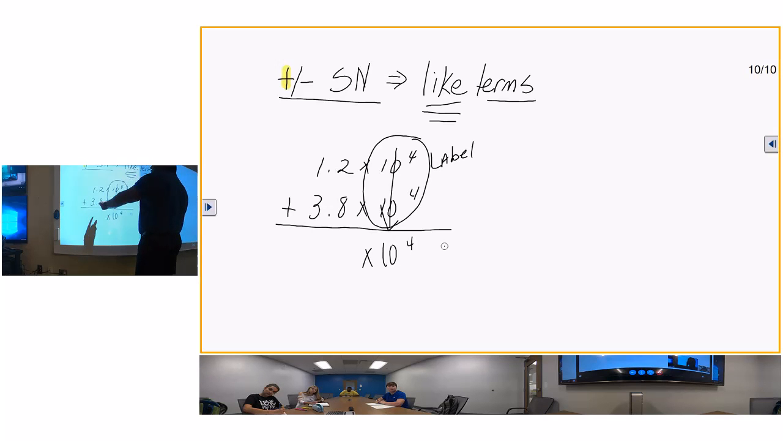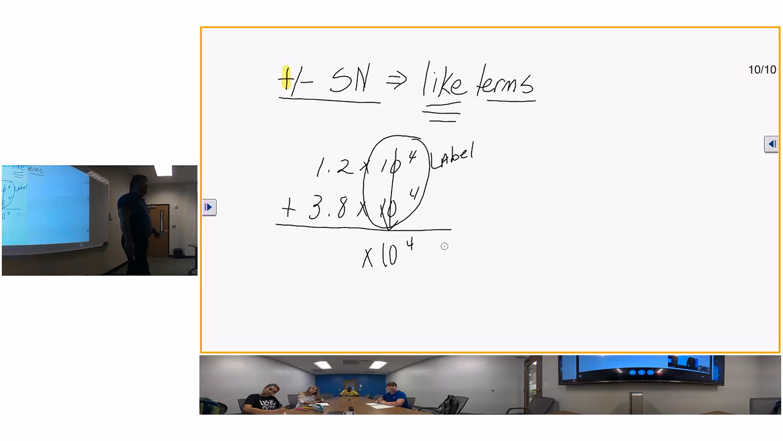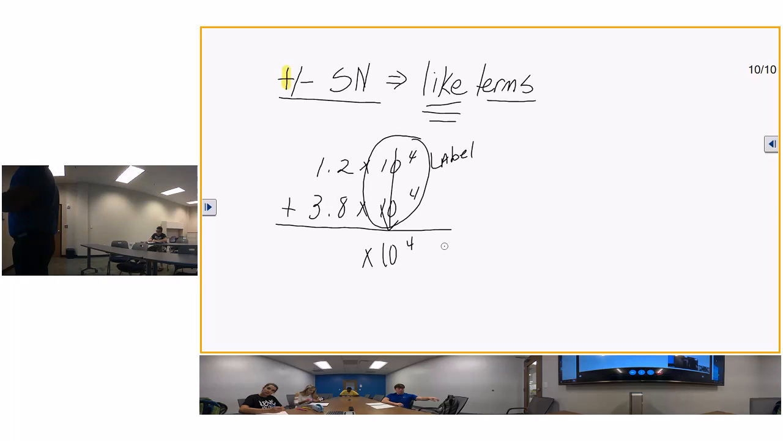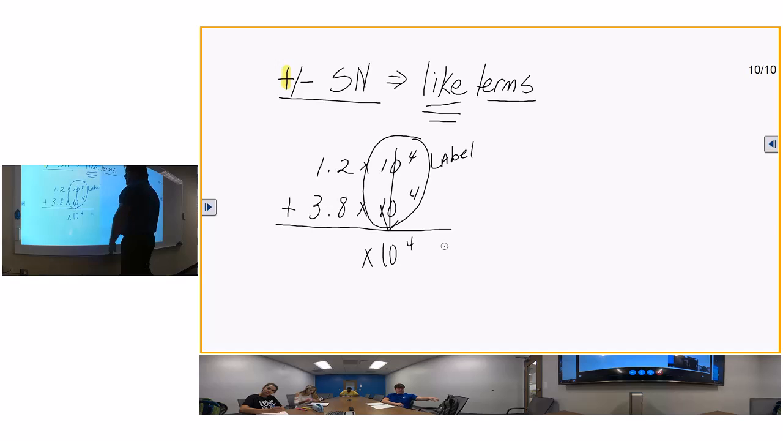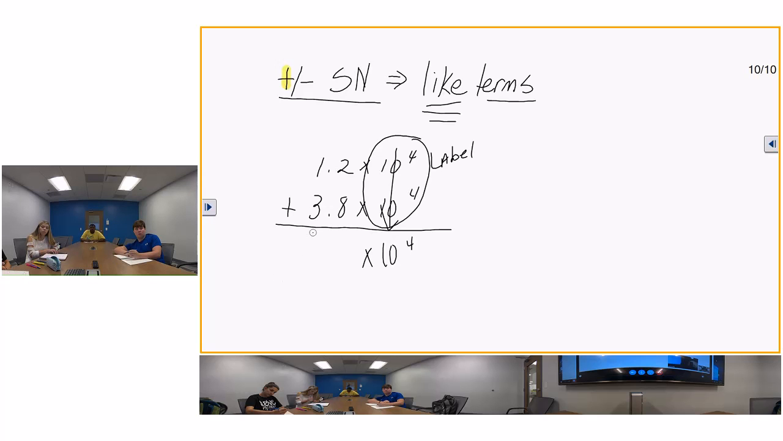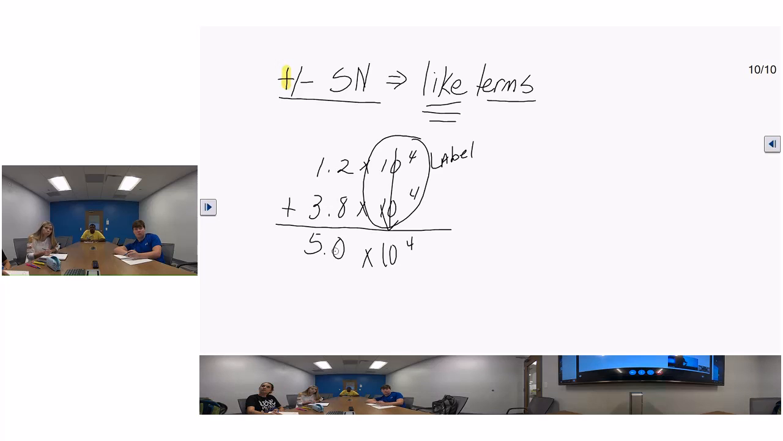1 box of cereal plus 3 boxes of cereal is 4 boxes of cereal. 1 box of cereal plus 3 boxes of cereal is not 2 cans of beans. Okay? If you have a like term, then you just bring it down. And then what is 1.2 times 3.8? 5.0, Hubert. Thank you for the interaction.